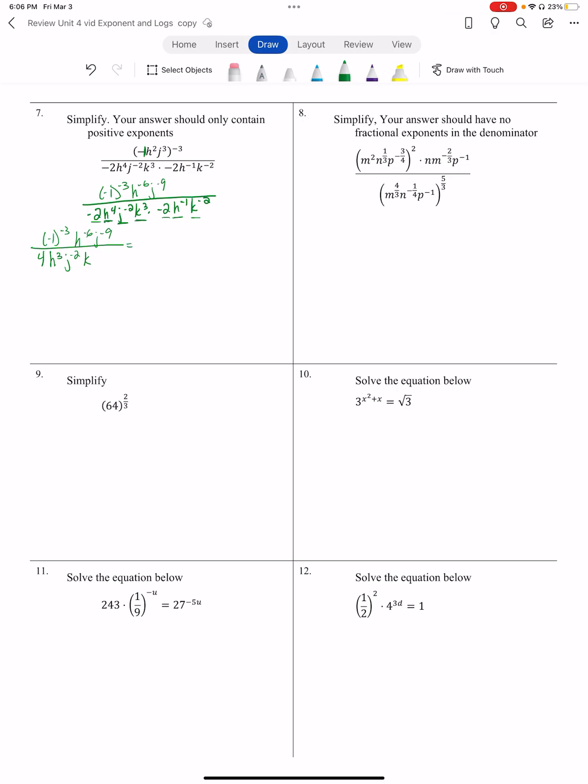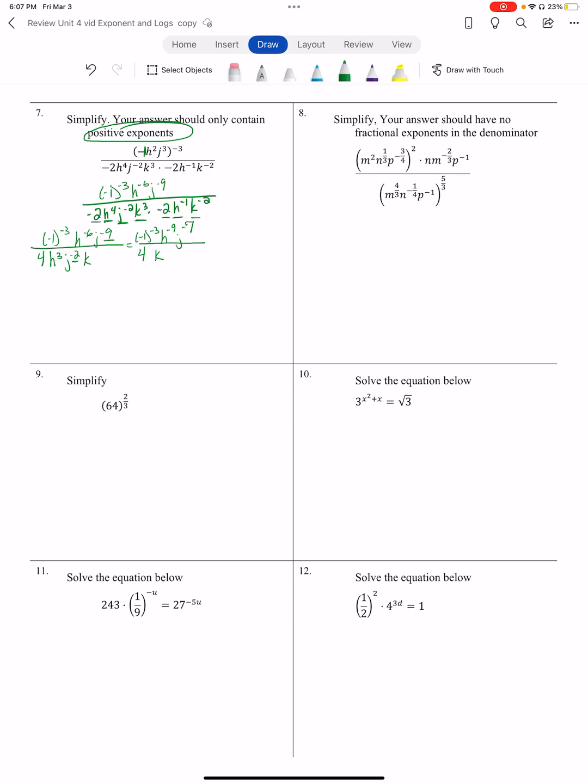All right, I combine everything. So I have -1 to the -3rd. 4 stays down here. H to the -6 and h to the 3rd ends up being h to the -9th because I subtract my exponents. J to the -9 and the -2. Well, -9 minus -2 is going to be -7. And then I have my k down here.